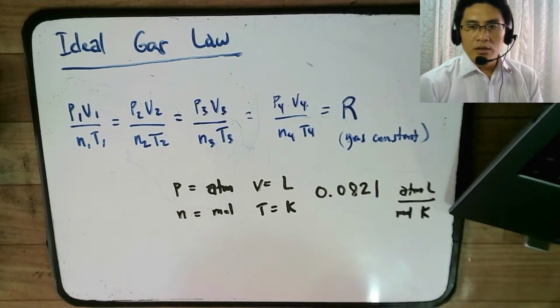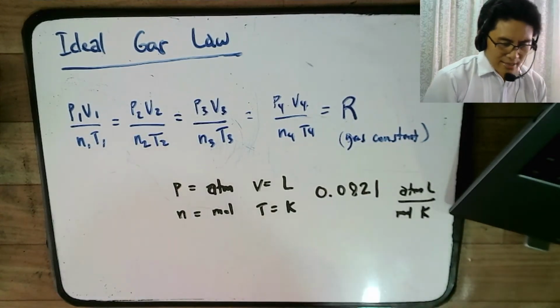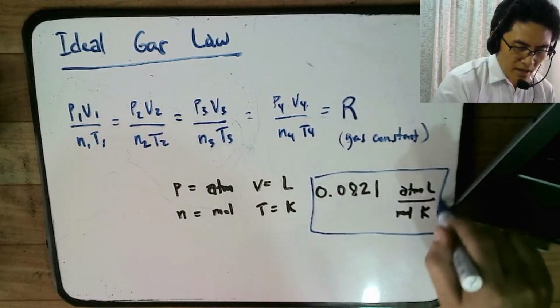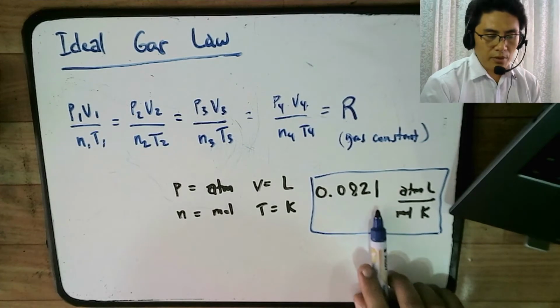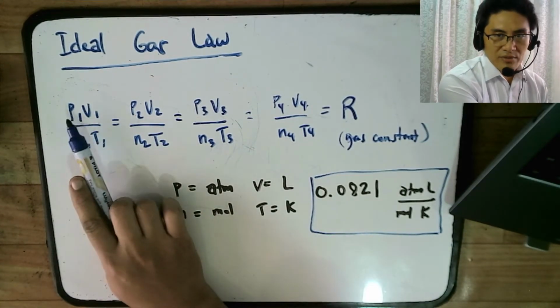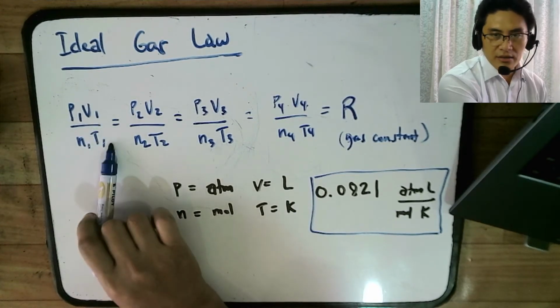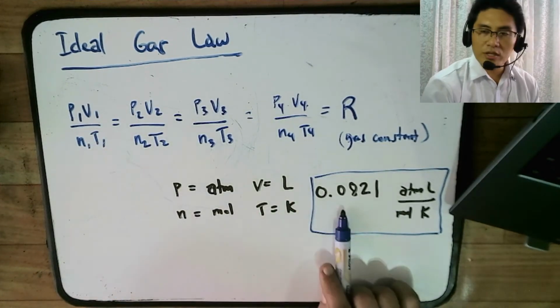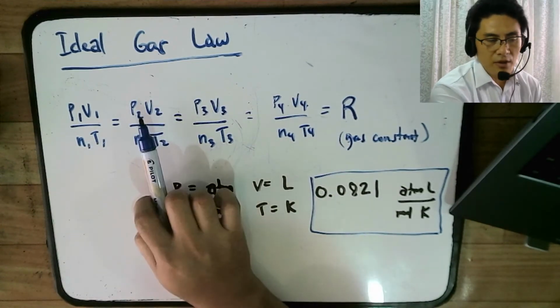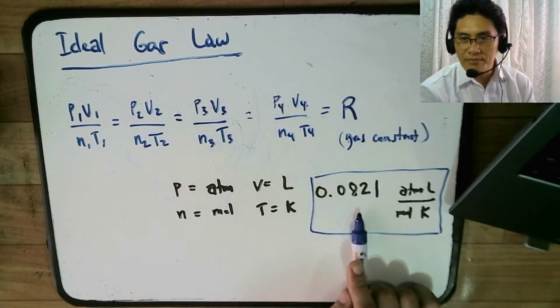Okay. Again, what is this number here? That number is always the number that equals this. So if you multiply P times V divided by N and T, it will always equal this. You can change the values of the system, but when you divide, it will always end up like this.